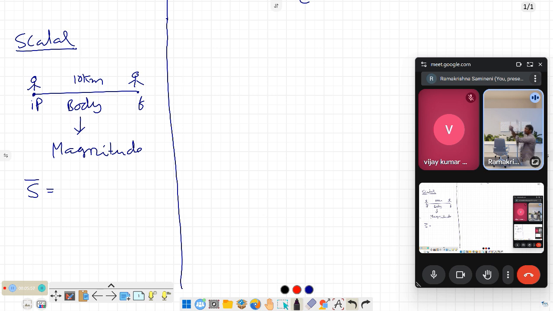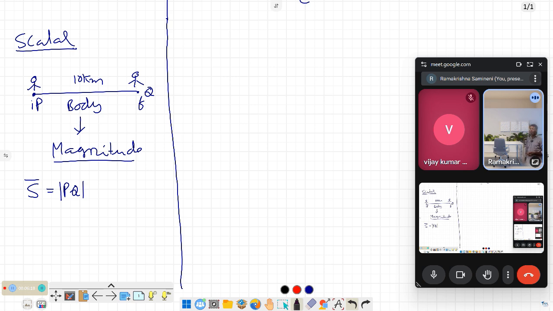So you consider this point as P, this point as Q. If you consider P and Q, in this case, distance is a scalar quantity, which we are calling S bar. So that we are representing as P to Q length. Only magnitude we are measuring. Magnitude means only a number.